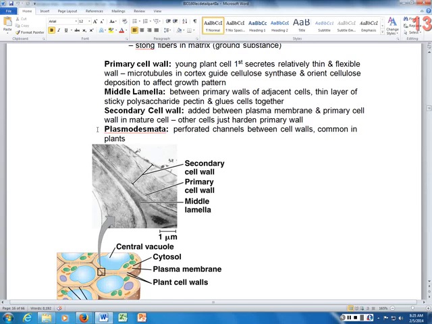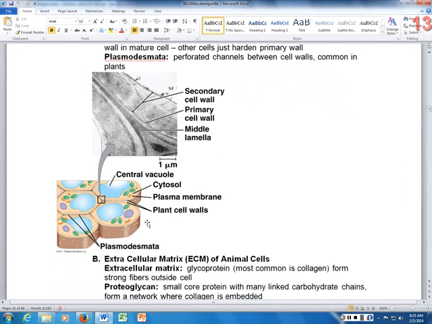The secondary wall is going to be added between the plasma membrane and the primary cell wall in a mature cell, and it just helps to harden it more and make it stronger. Our cells need to be able to talk to their neighbors. So plant cells are going to have plasmodesmata, which are perforated channels between the cell walls where they can connect to the neighboring cells. This is showing some plasmodesmata.